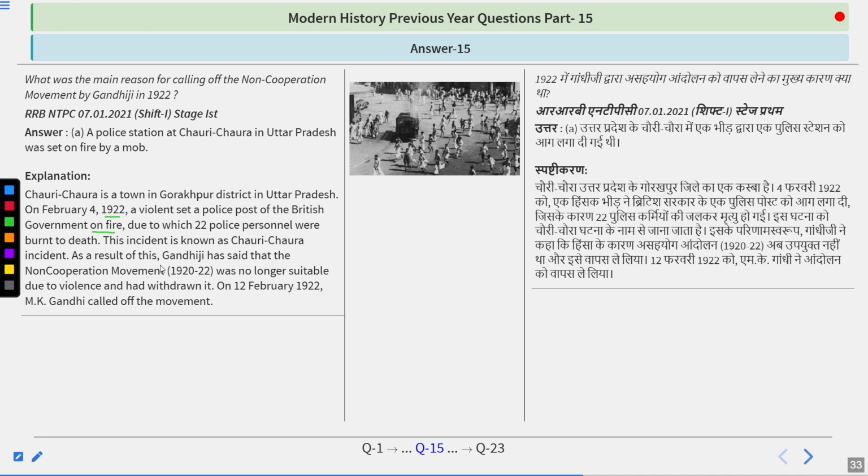As a result of this, Gandhiji said that the non-cooperation movement was no longer suitable due to violence and withdrew it on 12th February 1922. M.K. Gandhi called off the movement. So remember, the answer is E option. And after this, Gandhiji took retirement from active politics, and till 1930 we do not see Gandhiji actively participating in any movement. Finally, in 1930, he again became active with the Salt March, also known as the Civil Disobedience Movement.